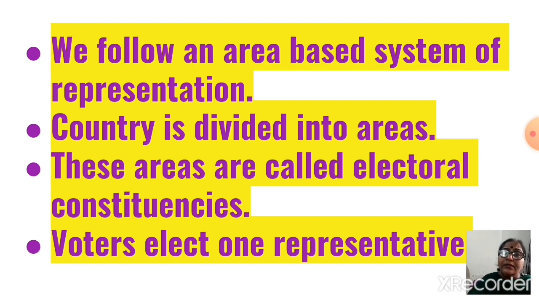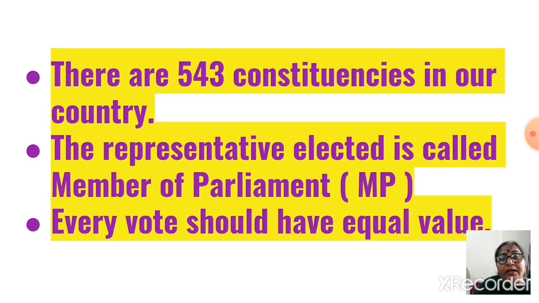Now, let us move further. Our country is divided into 543 areas. What is an area called? Electoral constituency. So, our country is divided into 543 constituencies for Lok Sabha elections. And from each constituency, one representative, one candidate, is elected. These elected representatives are called MPs, that is Member of Parliament, not Madhya Pradesh.